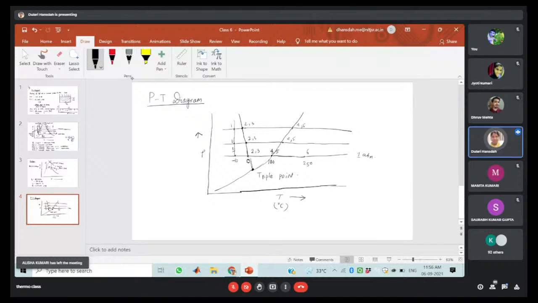So if you are observing here, it is minus 10 degrees, 0 degrees, 100 degrees, 50 degrees Celsius. So, if you are observing here, this line we have joined, this is known as your fusion curve.